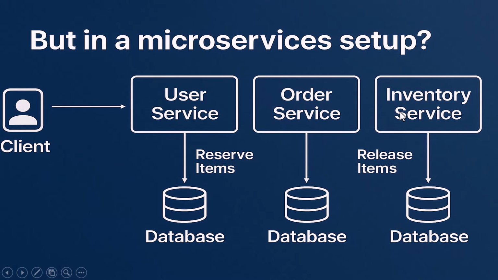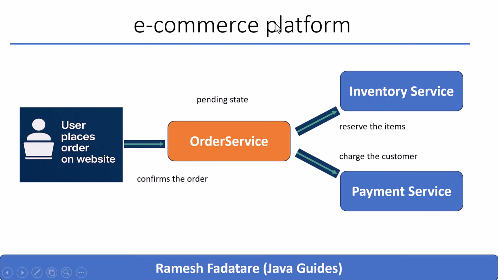Let's break it down with a real-world example. Picture this. You are building an e-commerce platform. A customer places an order, and behind the scenes, several services need to kick into action. Here's the typical flow. First, the order service creates a new order in a pending state. Then it calls the inventory service to reserve the items. After that, it talks to the payment service to charge the customer. And finally, it confirms the order.